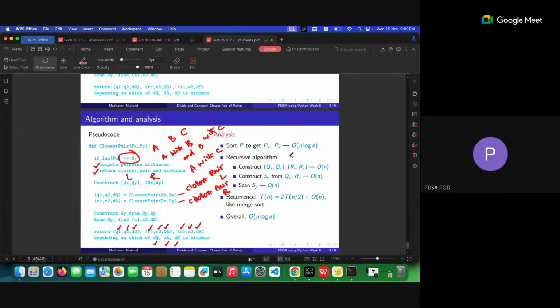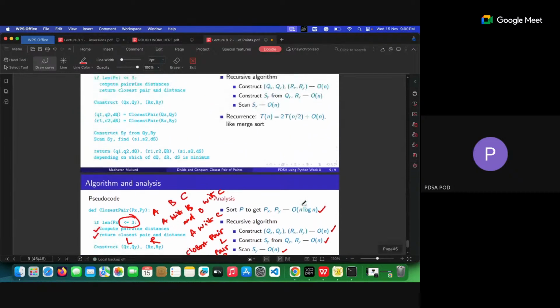Here, for the sorting of points we require n log n, and for the recursion, whenever you construct the left partition and right partition, we require O of n. Scanning from bottom to top, each point, requires O of n. And the merge sort, which you already know, is 2 times T of n by 2 plus O of n. So any of them, like sorting, recursion, each requires O of n. Overall it is n log n. So this is about the closest pair.